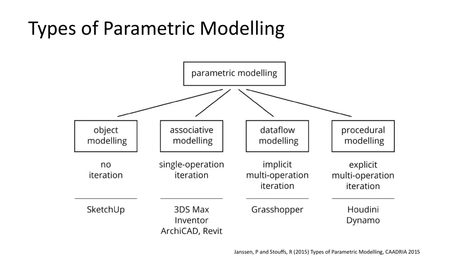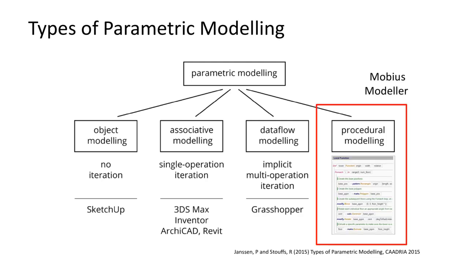Object modeling does not support any iteration. Associative modeling supports iteration, but with loops that contain a single operation only. Dataflow modeling supports implicit iteration through structuring of lists of data. Procedural modeling supports explicit iteration using looping constructs. The explicit approach used in procedural modeling gives greater control over the iterative process. In this course, we will be focusing on this approach, using typical looping constructs.